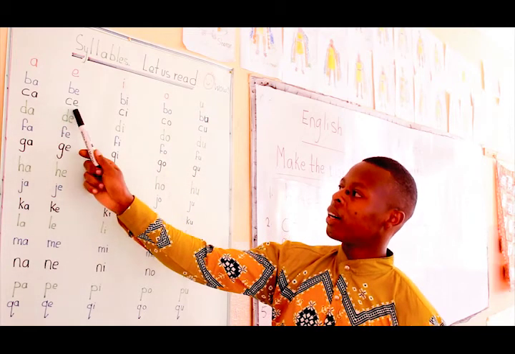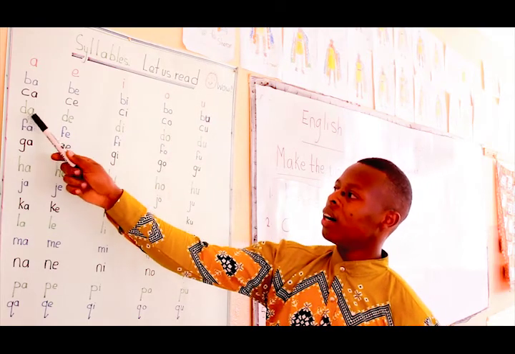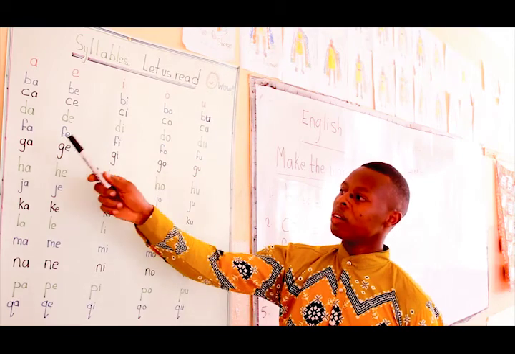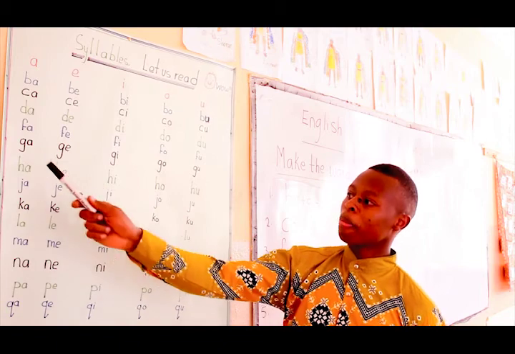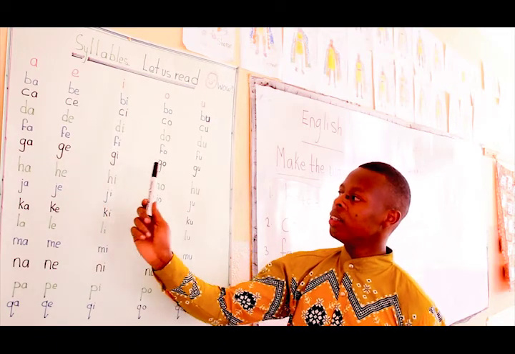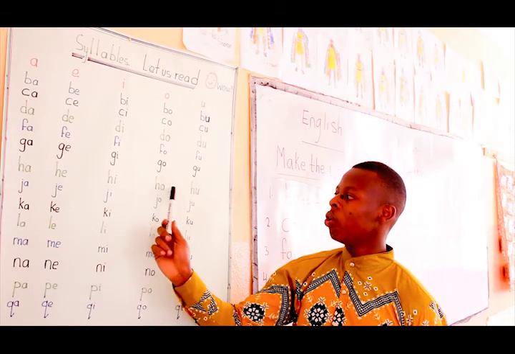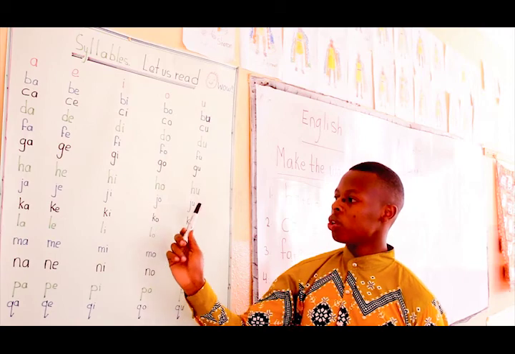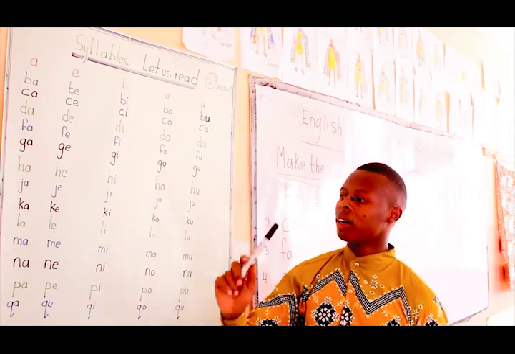Ka, ke, ki, ko, ka. Da, de, di, do, da. Fa, fe, fi, fo, fa. Ga, ge, gi, go, ga. Ha, he, hi, ho, ha. Ja, je, ji, jo, ja. Ka, ke, ki, ko, ka.